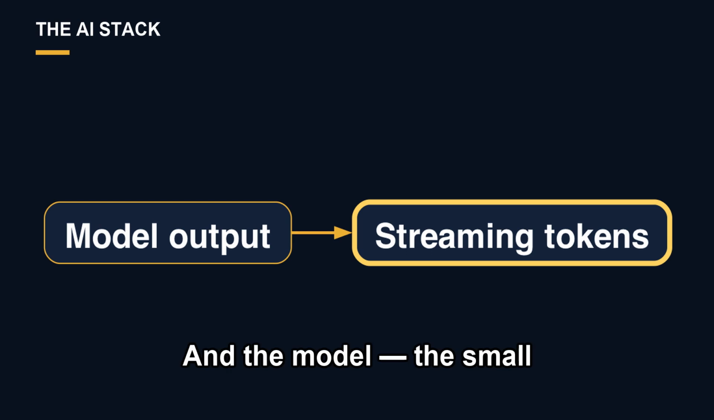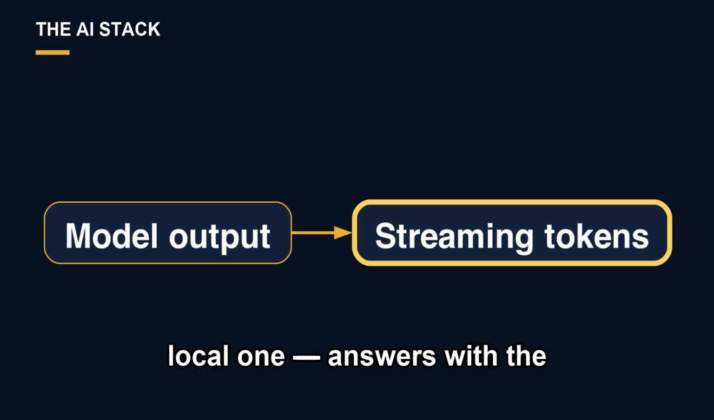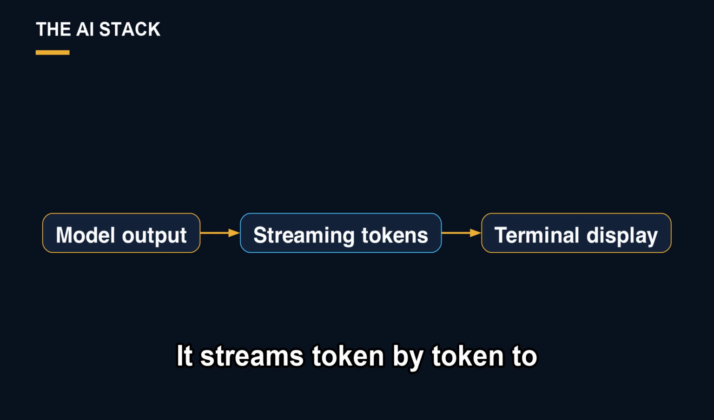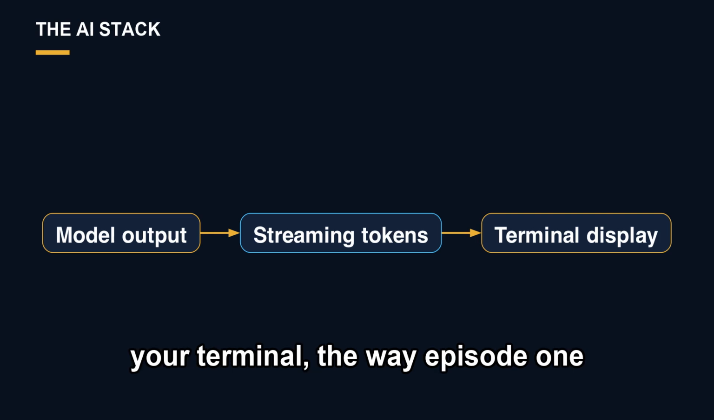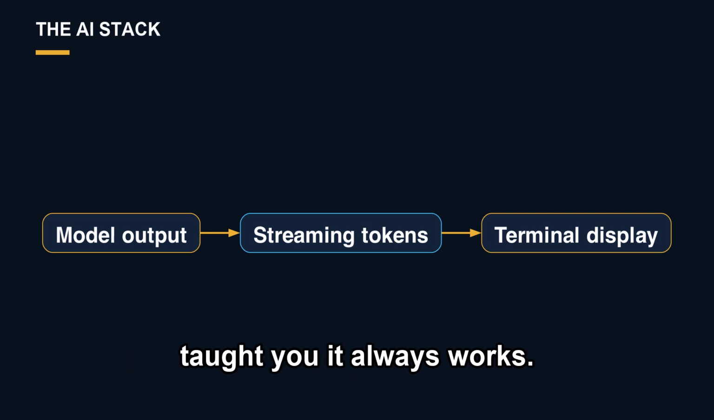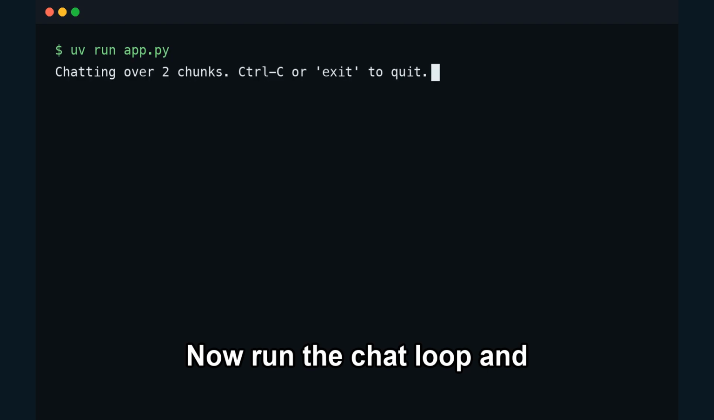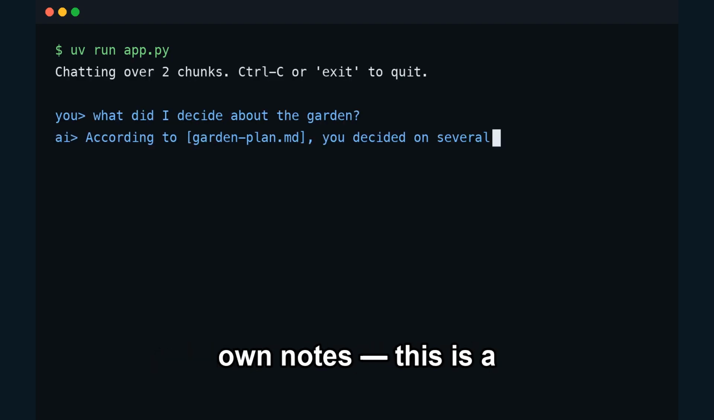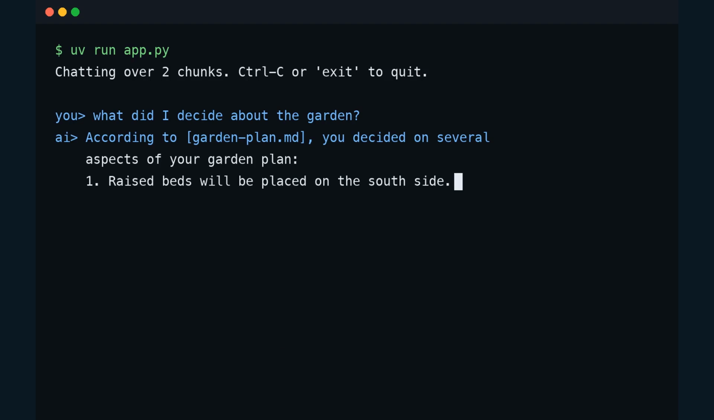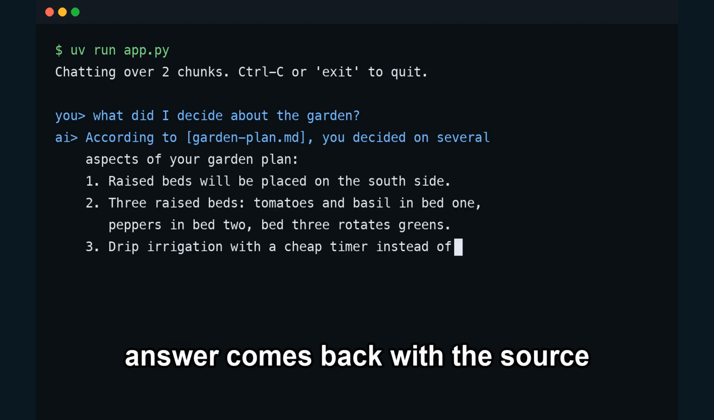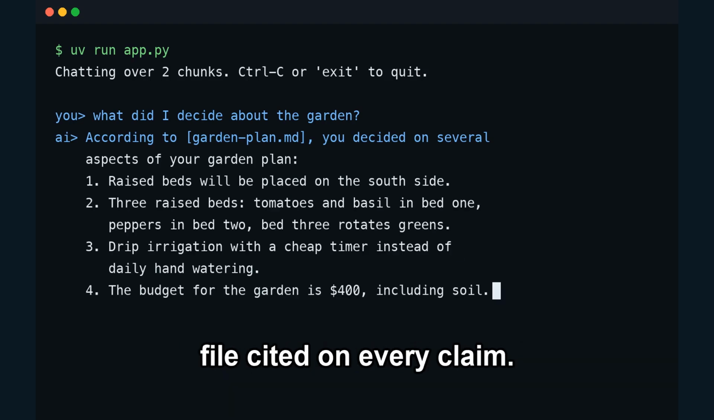And the model, the small local one, answers with the retrieved facts under its nose. It streams token by token to your terminal, the way episode 1 taught you it always works. Now run the chat loop and ask it something buried in your own notes. This is a real session, unedited. The question goes in, and the answer comes back with the source file cited on every claim.